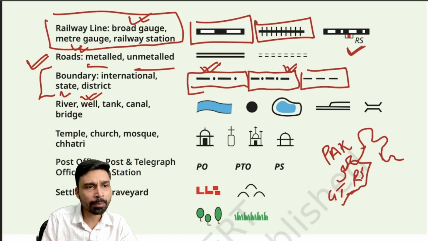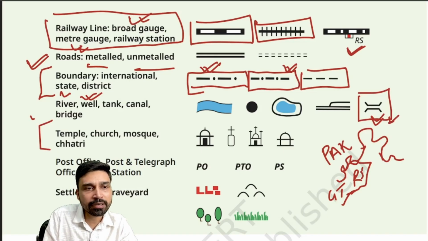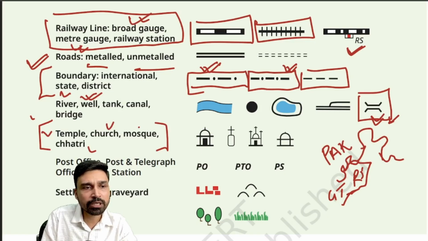Apart from that, river, well, tank, canal, all of these have their unique symbols, as you can see from this particular diagram. Now, the last one you see is the standard symbol used by Survey of India to represent a bridge at a particular area. Then we have many religious places: temples, church, mosques, chhatris. All of them, as you can see, have their unique symbols as well.